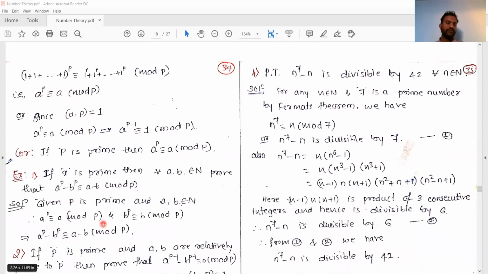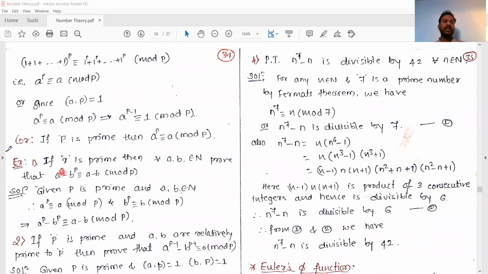Next, we'll see some examples on that. If p is a prime number, then for all a, b belonging to N, prove that a raised to p minus b raised to p is congruent to a minus b mod p.